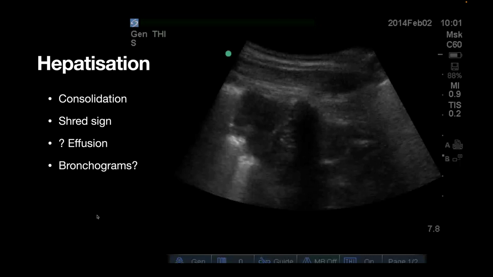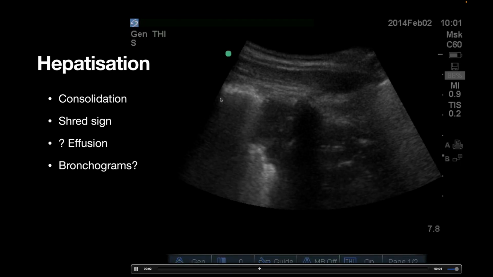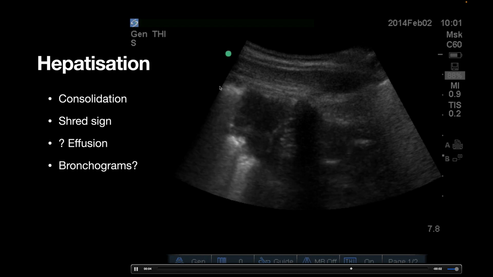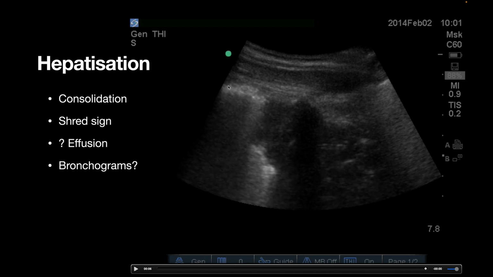Now, true pneumonia gives us what we call hepatization. So hepatization is essentially where the lung has consolidated and it takes on the texture that's very similar to liver or spleen. And I'll just play this clip through here. So you can see some irregular pleura with some B lines coming up at the top of the screen here on the left, and then this area of consolidation which has a posterior shred, so you can see the pleural surface or the normal lung which is collapsed around the pneumonia, gives us this appearance behind.